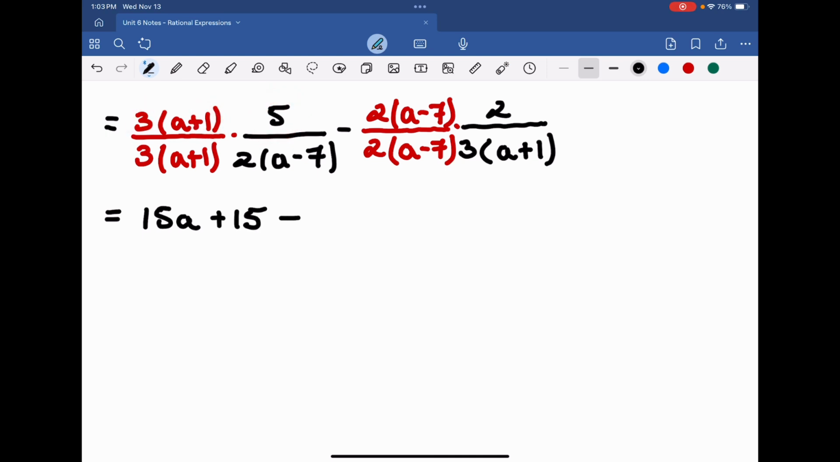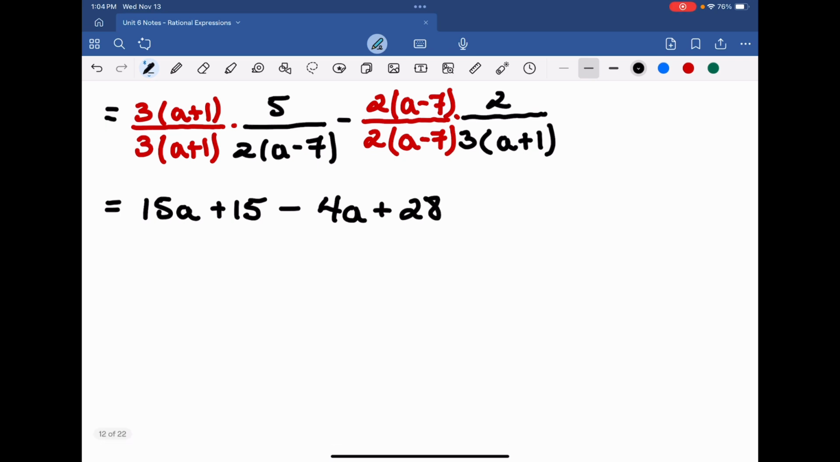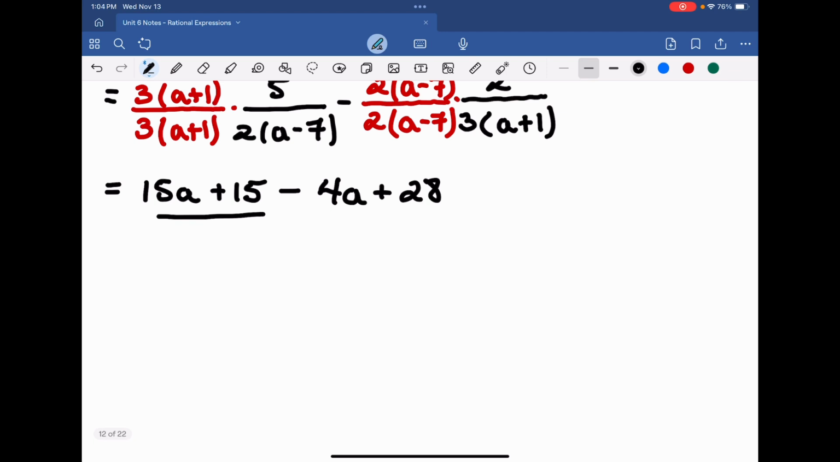Okay, now we're going to minus because of the subtraction that's here. I'm going to go 2 times a is 2a, times 2 is 4a. So this is negative 4a. Okay, then I'm going to go 2 times negative 7 is negative 14. Negative 14 times 2 is negative 28, but because of the negative here, it's going to be positive 28. There we go.